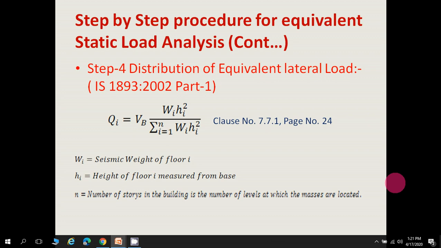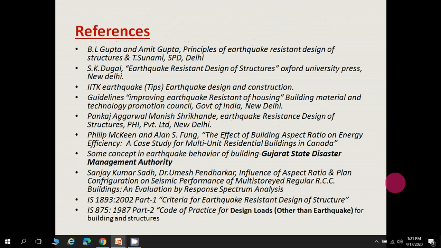So these are the 4 steps that we have to follow while analyzing a building using the equivalent static load analysis method, and the numerical examples and codal provisions will be shown in the next lectures. We will review IS 1893 2002, and in that I will show you where these formulas or steps are written or mentioned. So these are some references, and thank you.